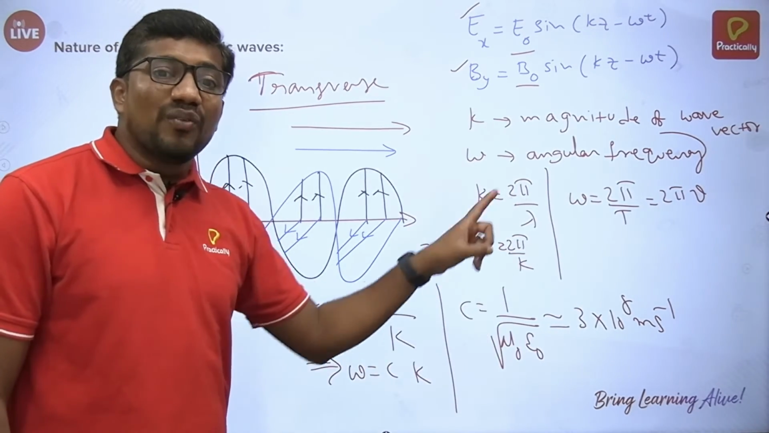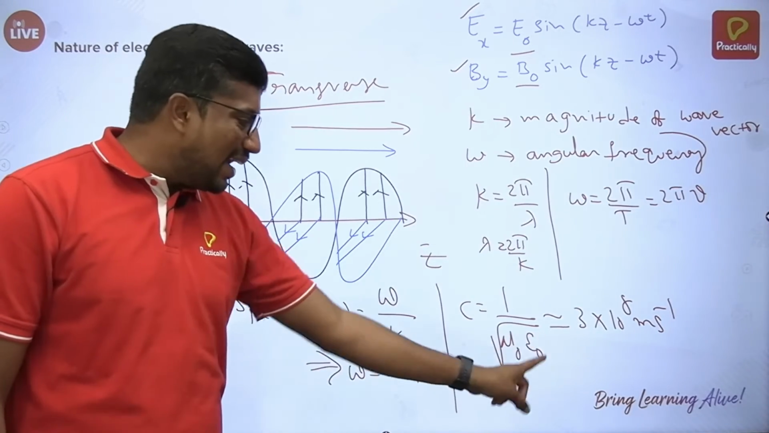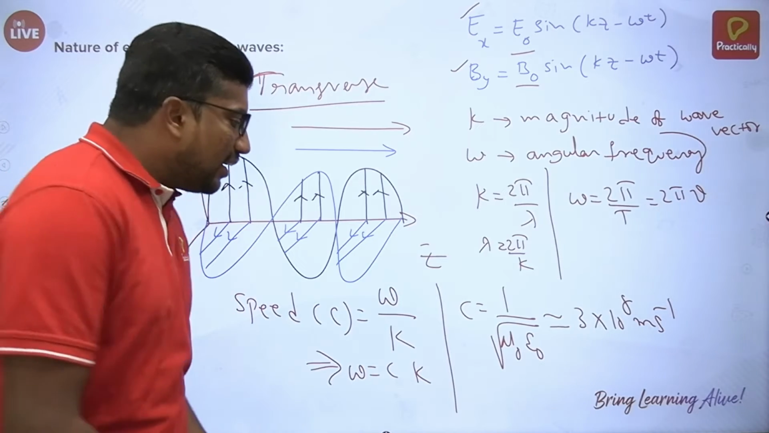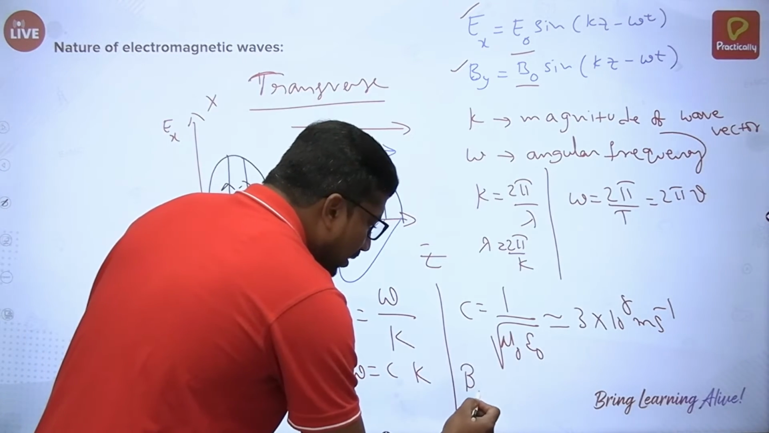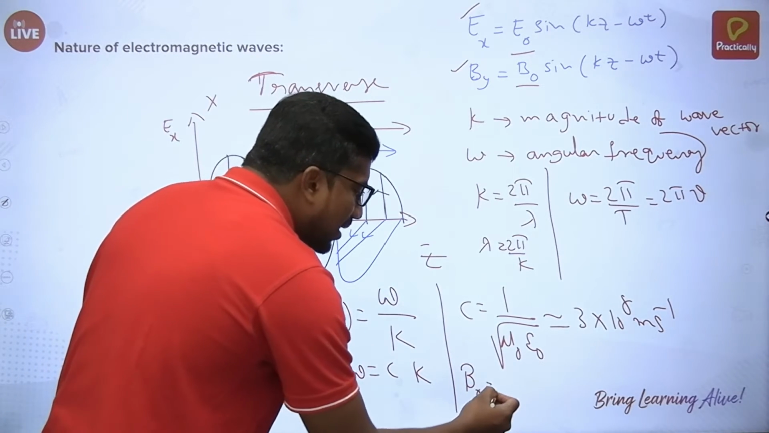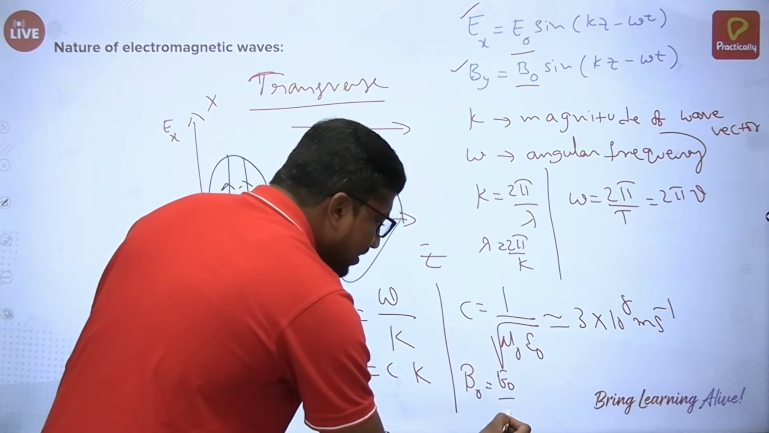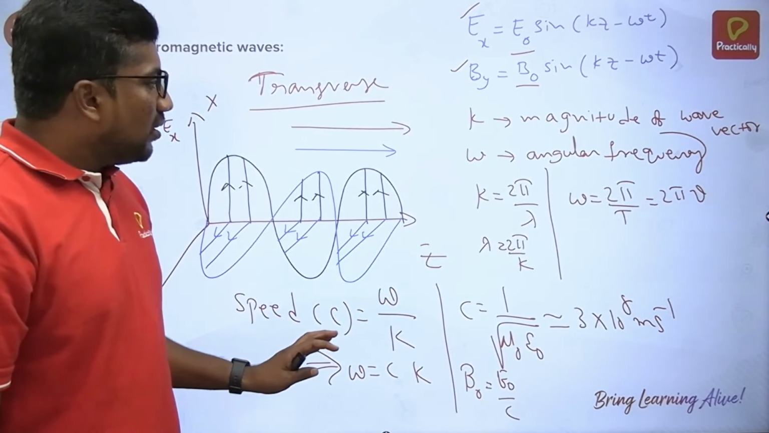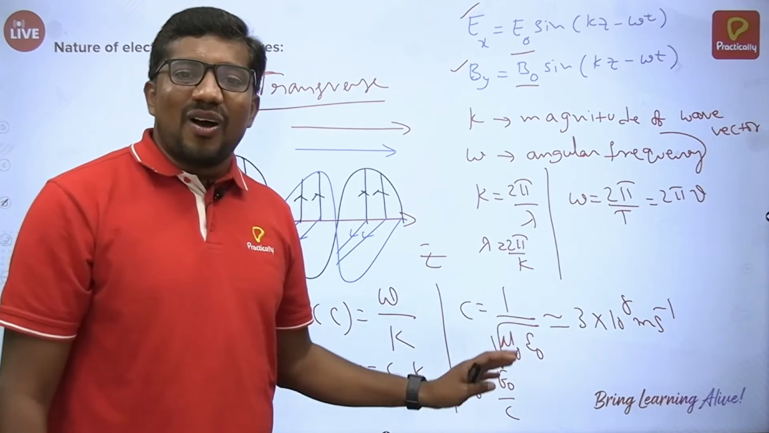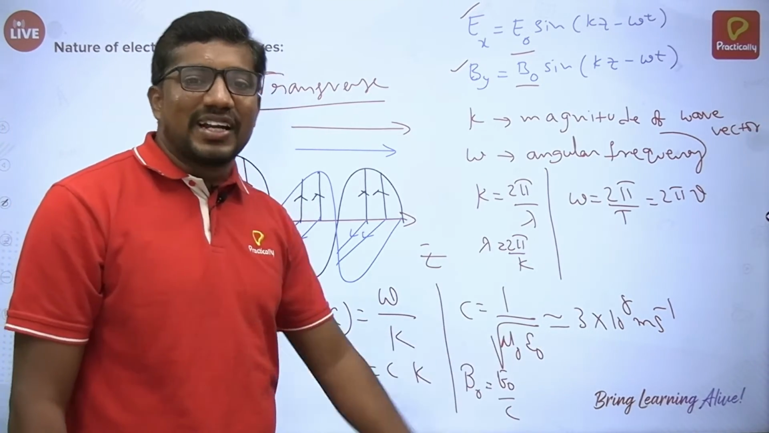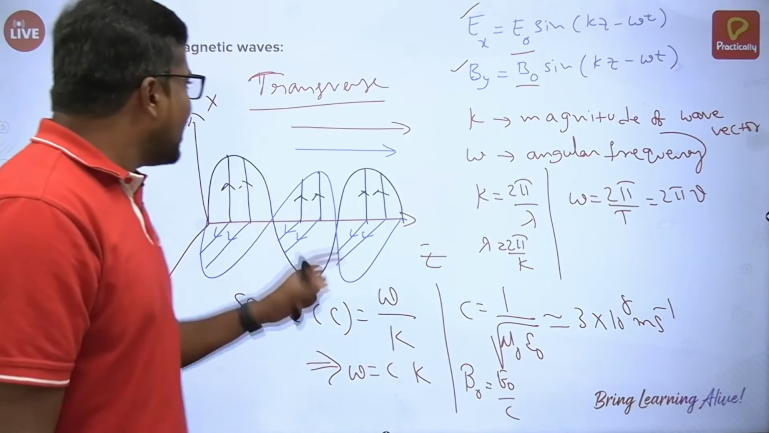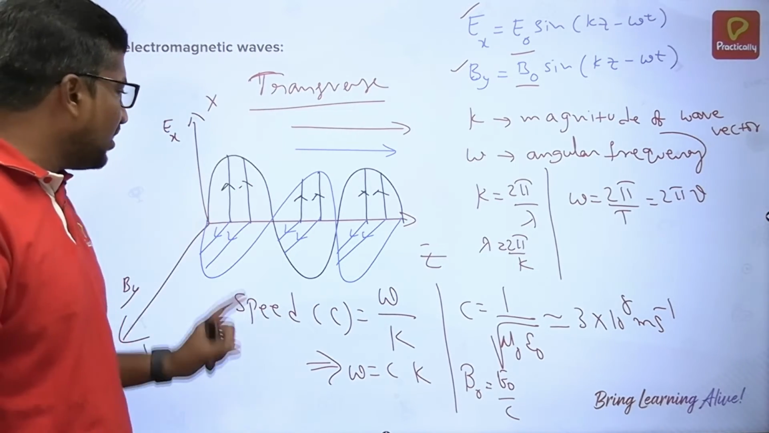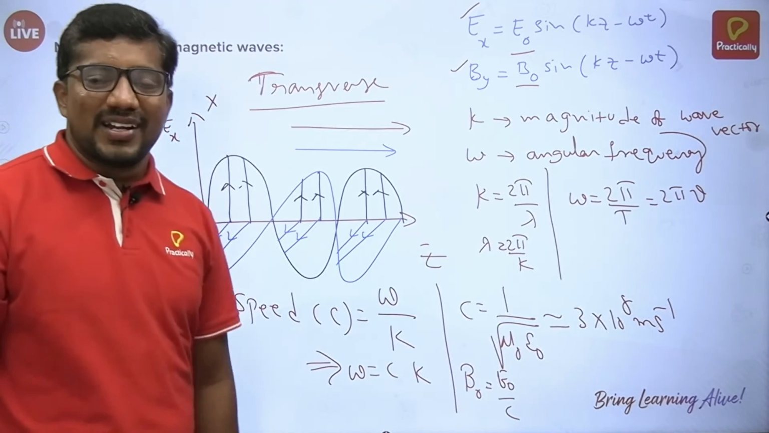The speed of the wave depends on both electric fields as well as magnetic fields. All right, and in terms of amplitude values, you can write B naught is equal to E naught by C. So this is how the speed depends on both electric as well as magnetic fields. The nature of these electromagnetic waves is transverse, and this is how they will be propagating.